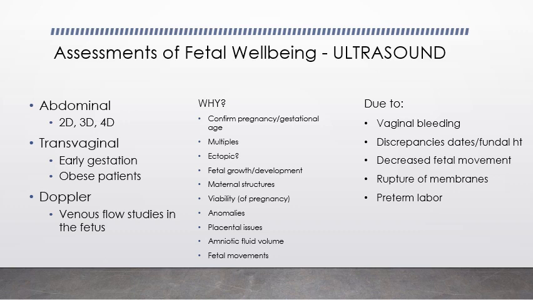Now we'll talk a little bit about assessments of fetal well-being, starting with an ultrasound. It's probably a very, very familiar term, and it uses sound waves to show outlines of the fetus and fetal structure. You can see in the center of this slide why it's done, and it may be due to some vaginal bleeding, discrepancies in the fundal height with the dates, could be for decreased fetal movement. It may be done to confirm the pregnancy.